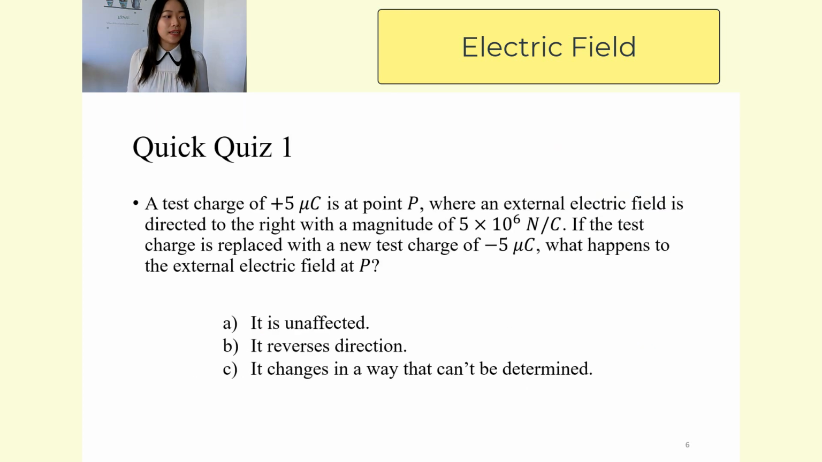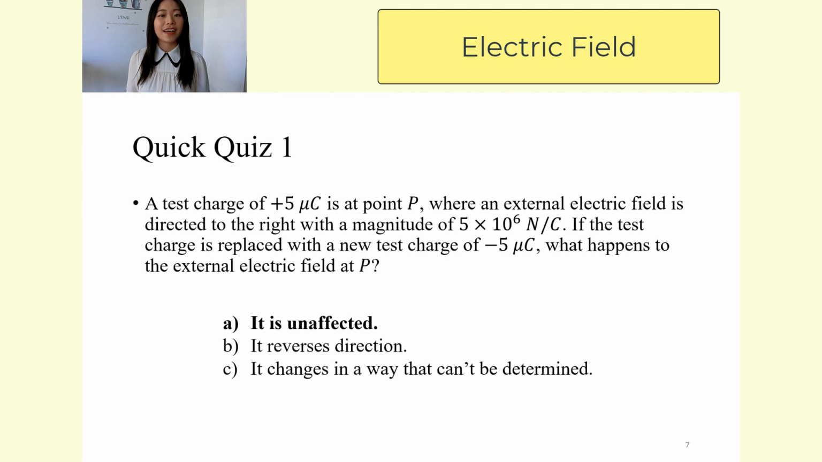Here's a quick quiz. A test charge of 5 microcoulombs is at point P, where an external electric field is directed to the right with a magnitude of 5 times 10 to the power of 6 newtons per coulomb. If the test charge is replaced with a new test charge of negative 5 microcoulombs, what happens to the external electric field at P? A. It is unaffected. B. It reverses direction. C. It changes in a way that cannot be determined.